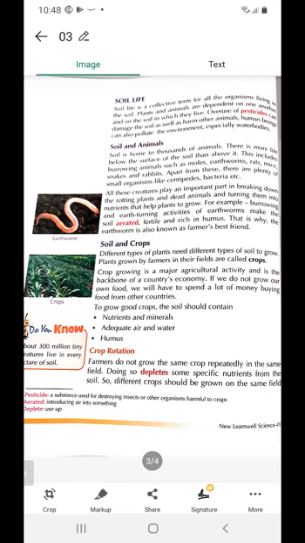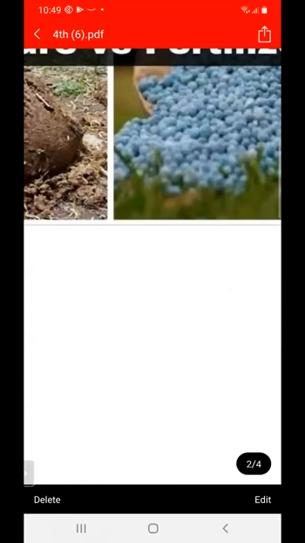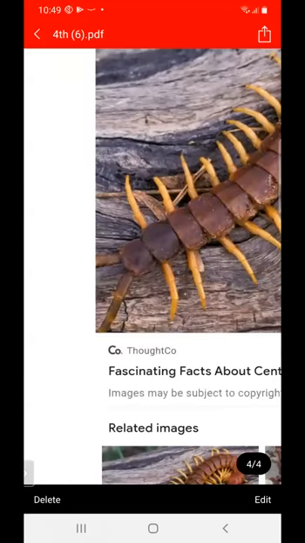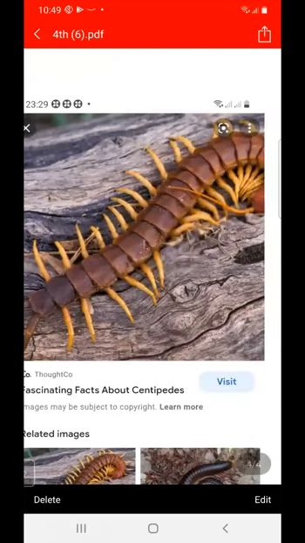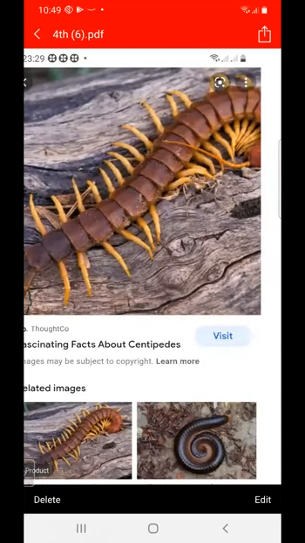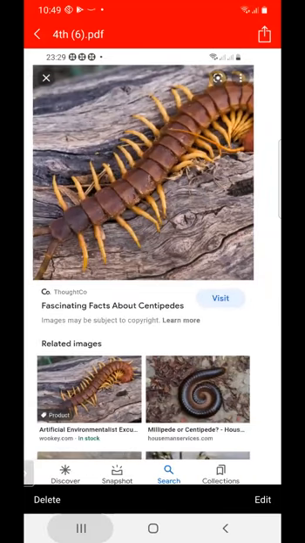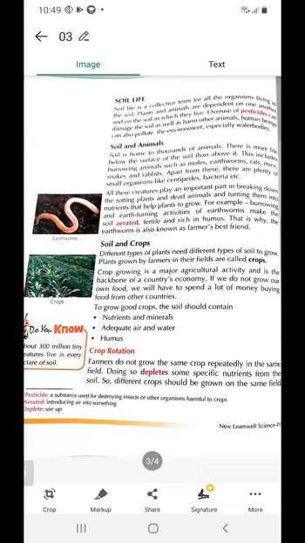Example, pests. I will show you, these centipedes live in the soil. This is a centipede, and these live in the soil. So which organisms live in the soil? Moles, earthworms, rats, mice, snakes, rabbits, centipedes and bacteria. These types of organisms live in the soil, so soil is home for these animals.